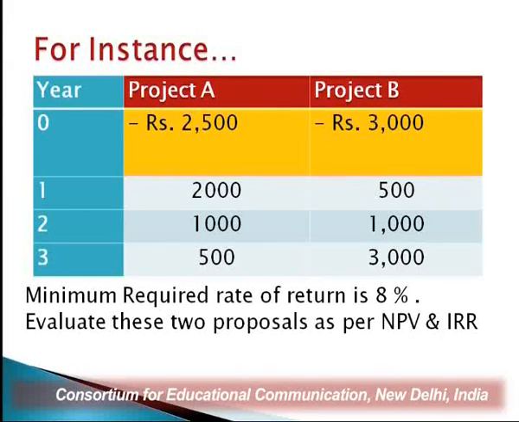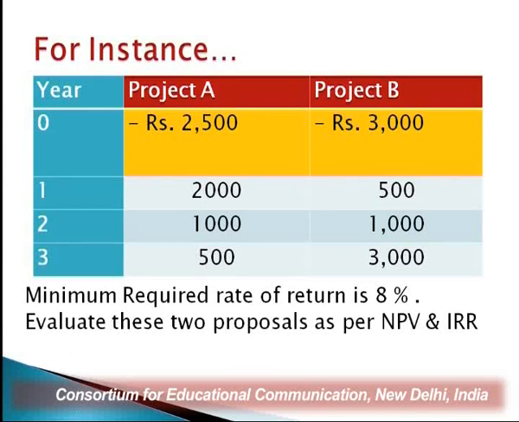So what will happen? Let's see with a very small example. Suppose there are two projects, one is costing 2,500 and project B is costing 3,000 rupees. So there is not much disparity in terms of scale or size. There is only a slight difference in terms of cost. One is costing 2,500 and the other is costing 3,000 rupees. But if you look at the pattern of cash inflow, what is happening?